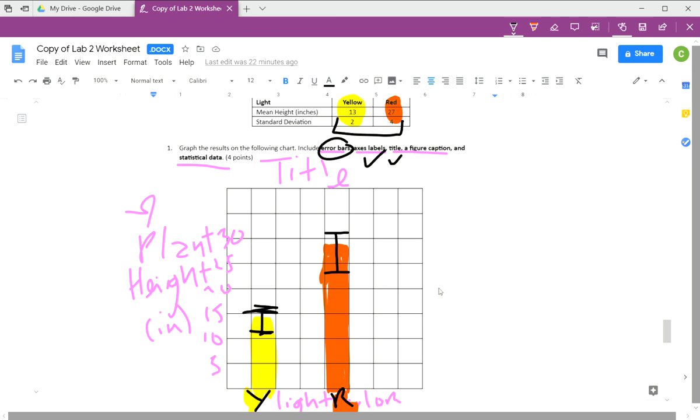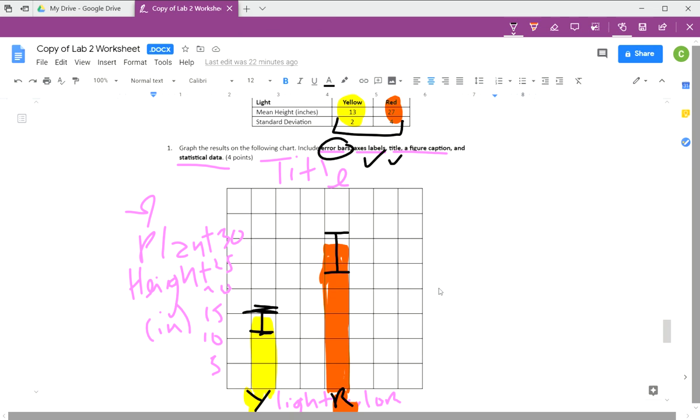So that was pretty easy. And then for your figure caption and your statistical data, you're going to want to make sure that your figure caption includes your statistical data. So figure caption is just a phrase that would describe what you would see on your graph. So basically, if you had to describe your graph to somebody that couldn't physically look at it, what would you say to them? So in this case, I would say, you know, plants grown under red light on average were taller than plants that grew under yellow light. Great. Okay, that's all that you would need to say.